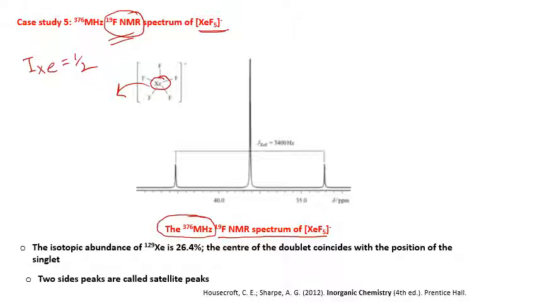and its natural abundance is 26.4%, and for the fluorine atom, 19F, it is also 1 by 2, but it has 100% natural abundance. So the important part is that the xenon atom, which is NMR active, has only 26.4% natural abundance. This is an important part. The isotopic abundance of xenon-129, with nuclear spin I equal to 1 by 2, is the only NMR active xenon nucleus having 26.4% natural abundance, and the rest of the xenon is NMR inactive, I equal to 0.